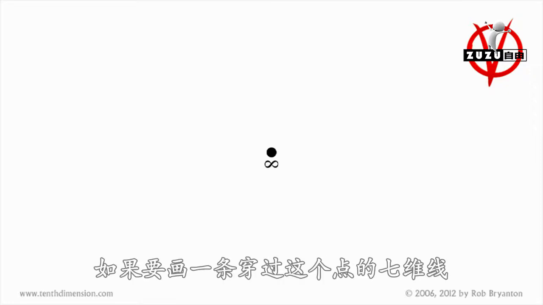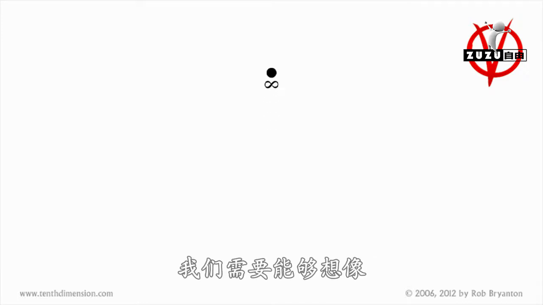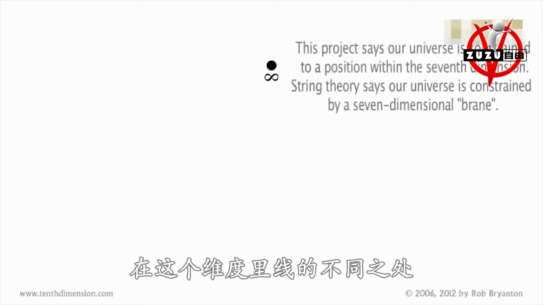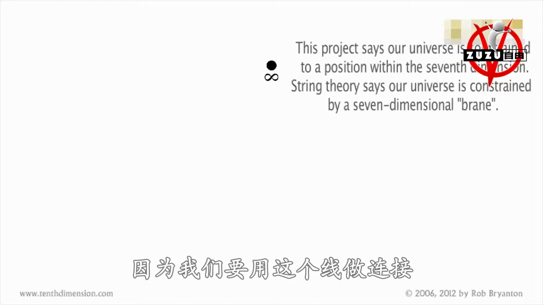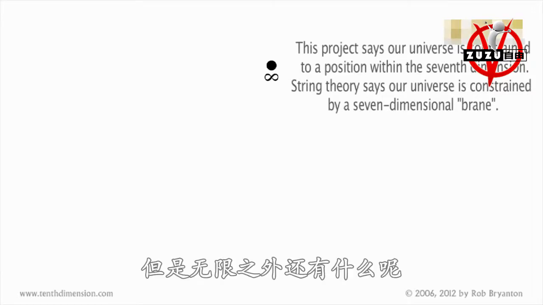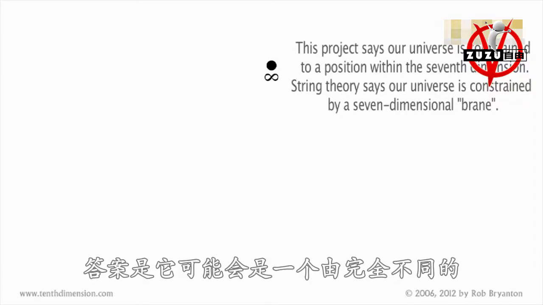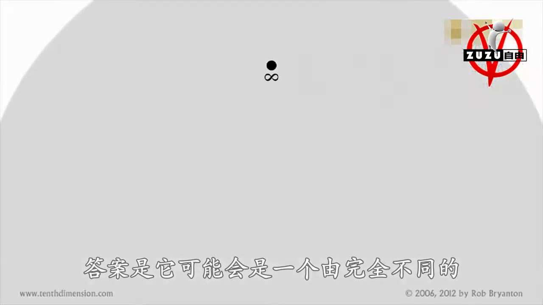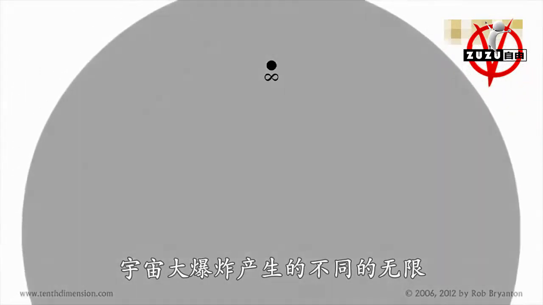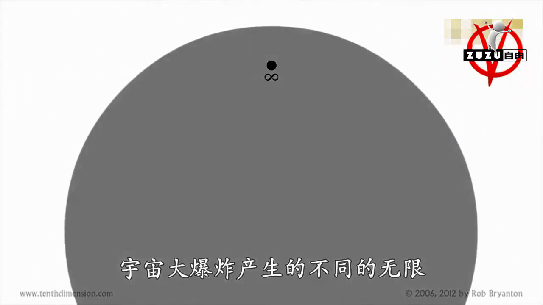So if we intend to draw a seventh dimensional line that passes through this point, we need to be able to imagine what a different point in the seventh dimension is going to be, because that's what our line needs to pass through. But how can there be anything more than infinity? The answer is there can be other completely different infinities, other different everythings, created through initial conditions which are different from our own Big Bang.